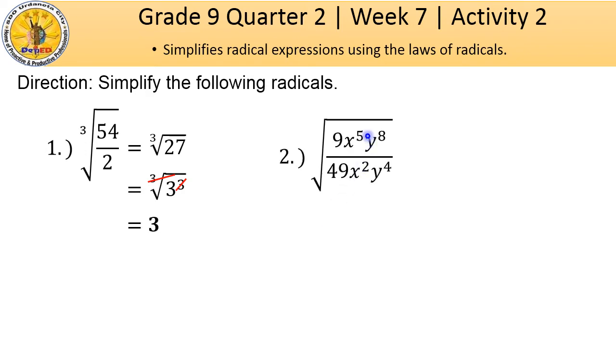Number 2, may fraction ulit sa loob ng ating radical sign. Divide first if necessary. Constant 9 over 49. Pwede ba? Nope. Kaya kopyahin muna natin. How about x raised to 5 over x squared? Yes, it becomes x cubed. Then, y raised to 8 over y raised to 4 is equal to y raised to 4. Ayan, na-divide na ang kailangang ma-divide.